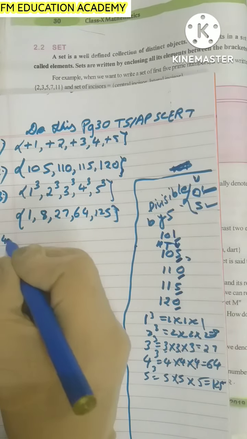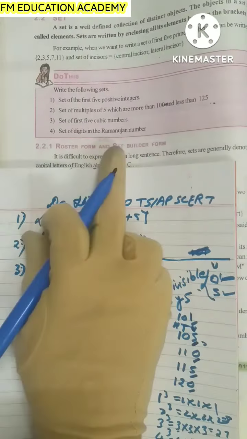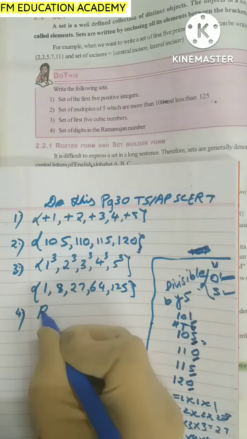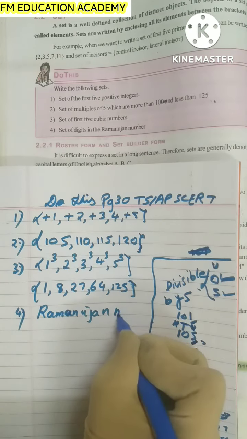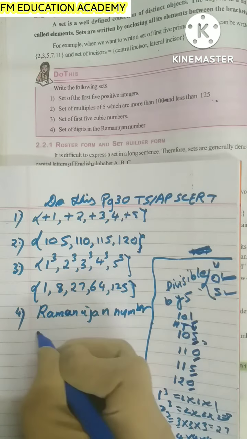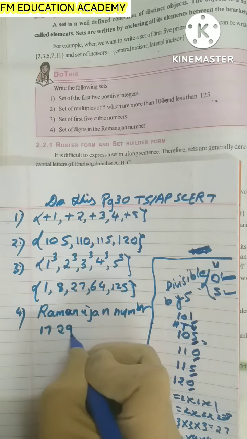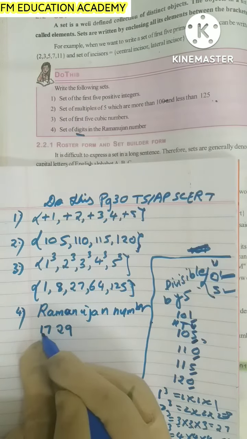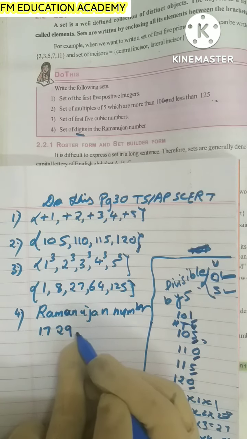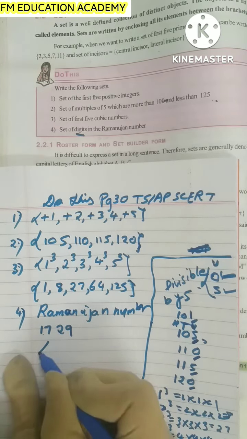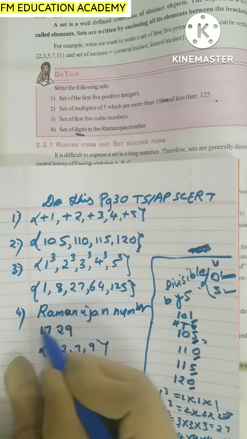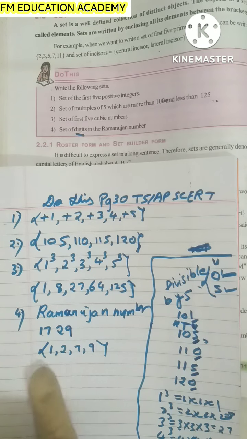Fourth question is set of digits in the Ramanujan number. Remember, Ramanujan number is 1729. Here it is telling me set of digits in the Ramanujan number. Digits means 1 is a digit, 7 is a digit, 2 is a digit, 9 is a digit, and all 4 are different digits. So I'll write 1, 2, 7, 9. These are my digits of the Ramanujan number. I have written the digits together. Now let's move to the next.